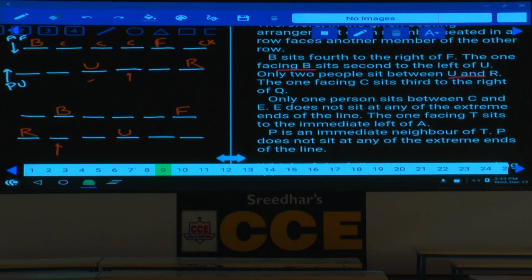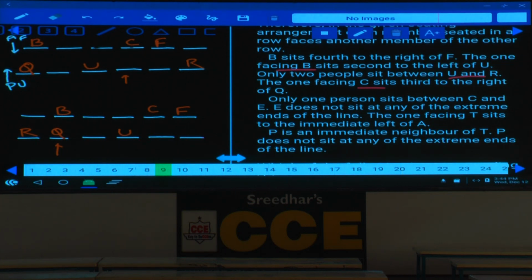Then what is the only possibility here? Tell me where should this C be? C must be adjacent to F only. Now if C is here, the person who is facing C is third to the right of whom? The one who is facing C sits third to the right of Q. Hence where should this Q be? Q must be here. Then 1, 2, 3, this person is third to the right of Q. If C is here, then Q must be here. The one who is facing C sits third to the right of Q.